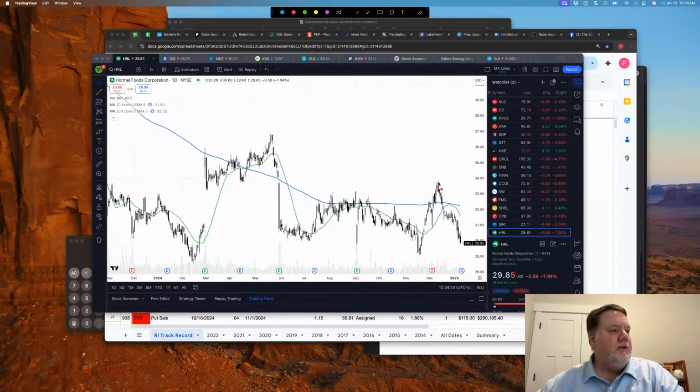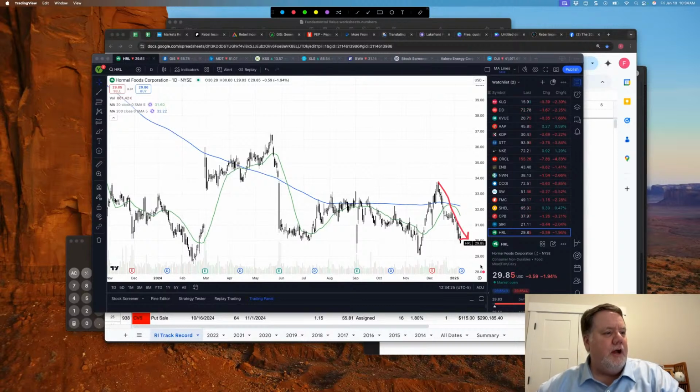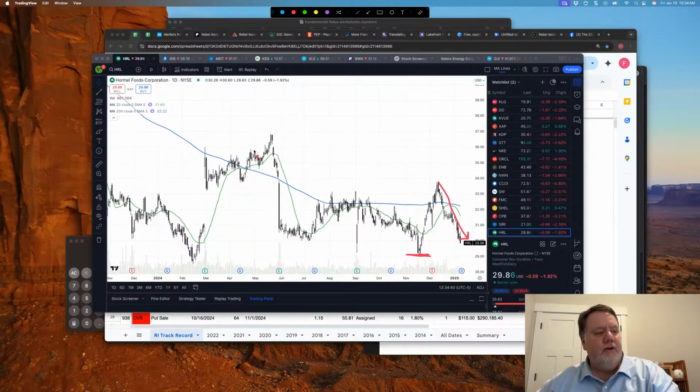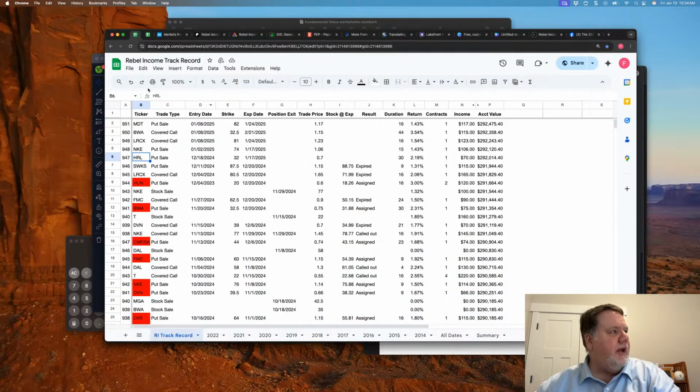That's me. So here's the momentum of HRL lately. Clearly picking up momentum, just dropping below 30 as of now, and starting to approach some pretty major support that happened back here in November at about 29. Put this in context to the put sale that I have. I sold the $32 strike price, and it's coming up on expiration next week. So looking like I'm going to be assigned here at 32.